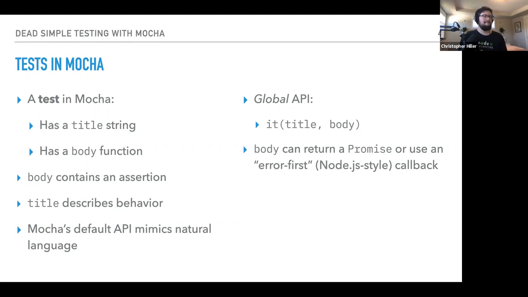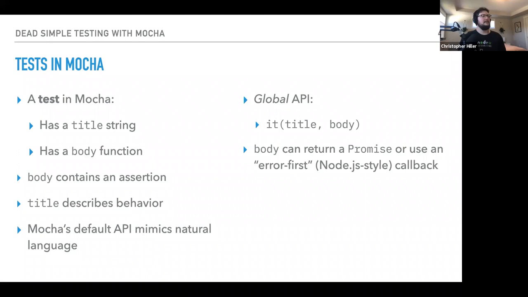Mocha's default API sort of mimics natural language. If you're coming from Java or something, and you see this API, you're going to be like, what? The name of the function to create a test by default in Mocha is it. And that's a global API. So when you write a test in Mocha, you don't need to require or import Mocha. You can if you really want to, but it's not necessary because it dumps this into the global context. It's called it. It makes a test.